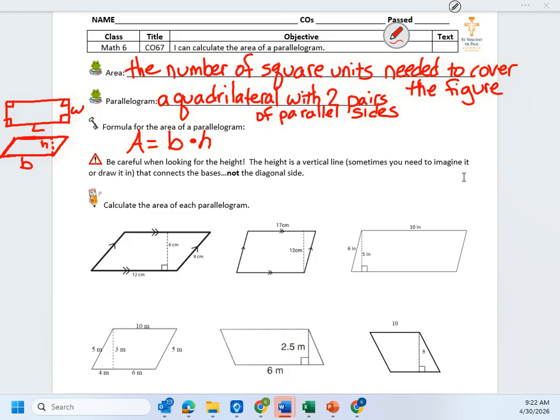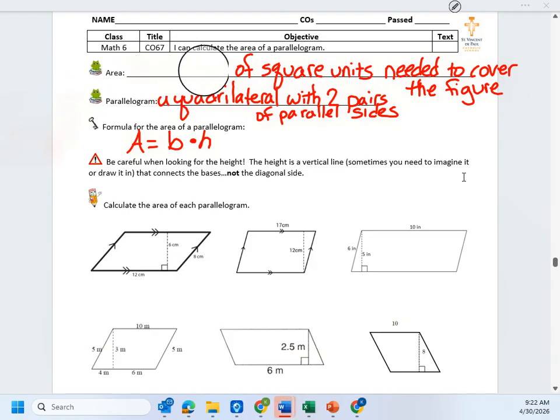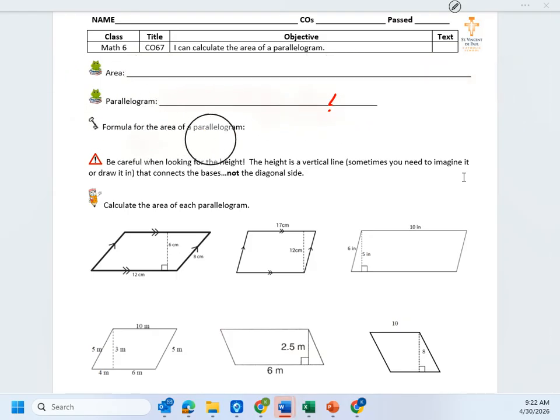Be careful when looking for the height. The height is that vertical line straight from base to base, from the top bottom line to that top line. Sometimes you need to imagine it or draw it in that connects the bases. So the bases are the top and the bottom. Not ever the slanty diagonal. Never ever slanty. So calculating the area of each parallelogram. I'm going to erase and scroll up so we can see how to do this.